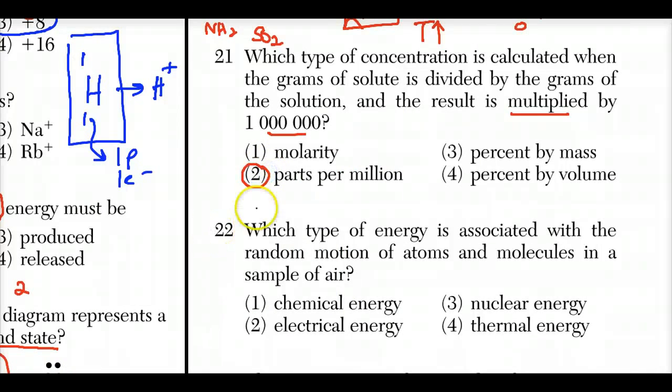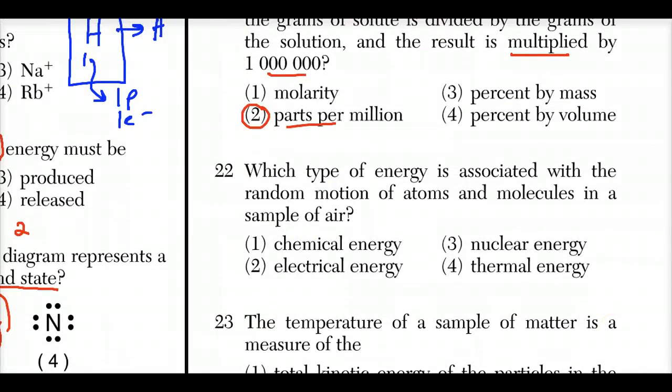And there it is, number 2, parts per million. Number 22, which type of energy is associated with random motion of molecules? Motion of molecules, I'm thinking temperature. Okay, and temperature is motion, and thermal is a word that describes heat.